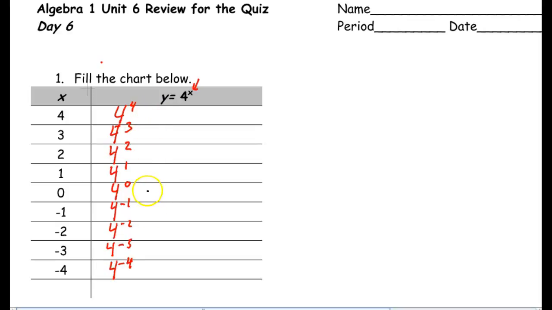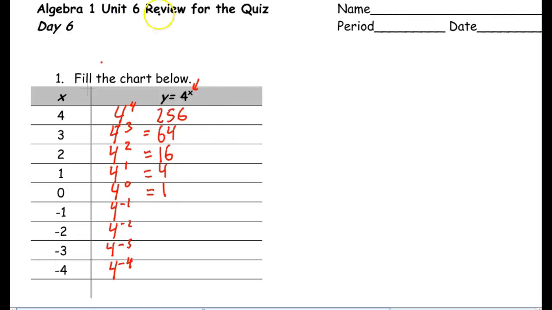Alright, let's start with the easy one, 4 to the 0, which is 1, and we'll go up. 4 to the 1st power is 4. 4 to the 2nd power is 16. That's 4 times 4. 4 to the 3rd power, 4 times 4 times 4, is 64. And then 4 times 4 times 4 times 4 is 256.